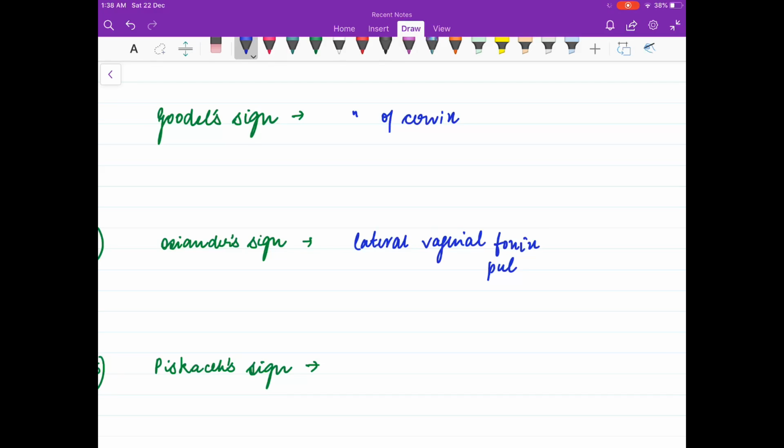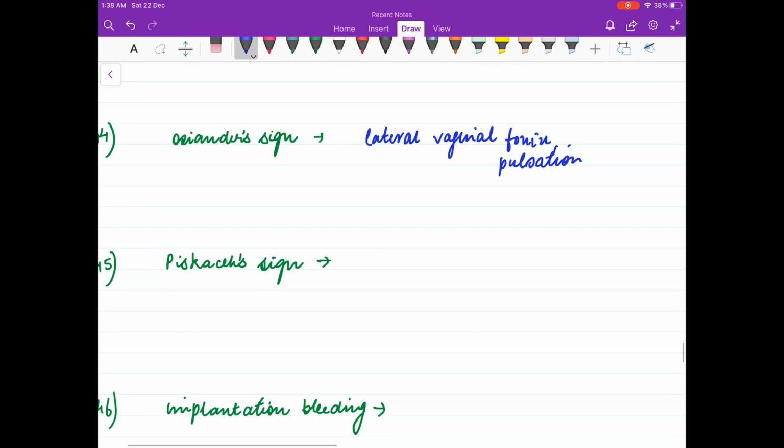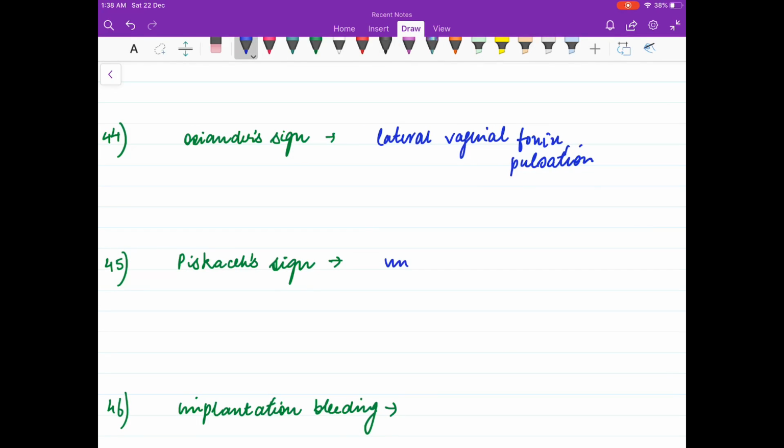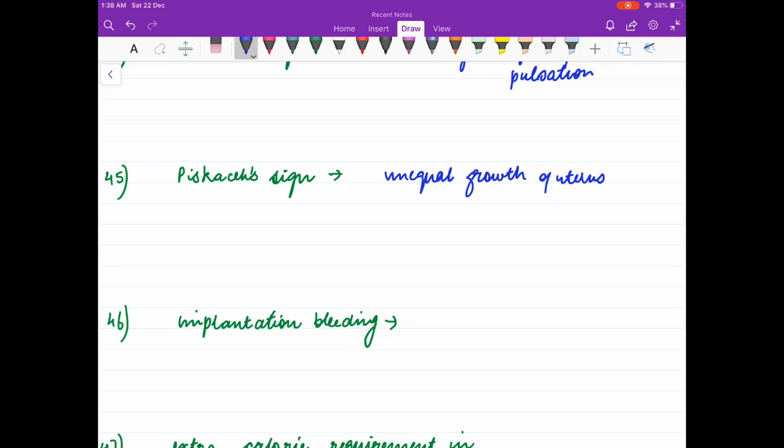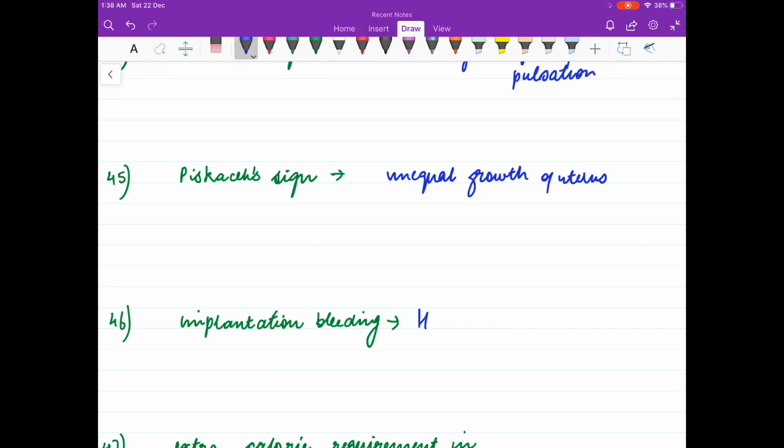What is Chadwick sign? It is bluish discoloration of cervix. What is Piskacek sign? It is unequal growth of uterus. What is implantation bleeding sign known as? It is known as Hartmann sign.